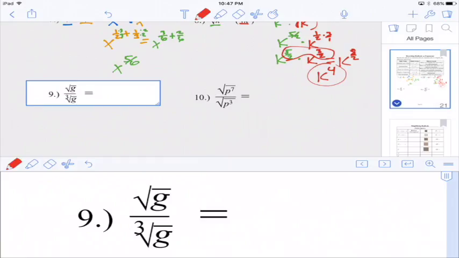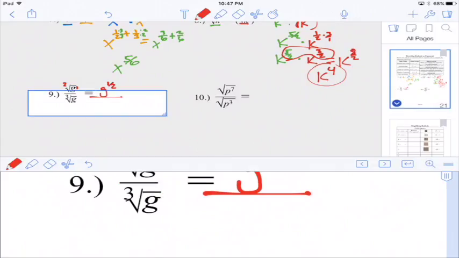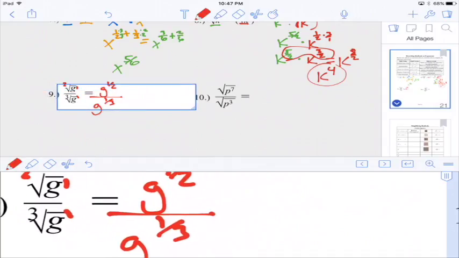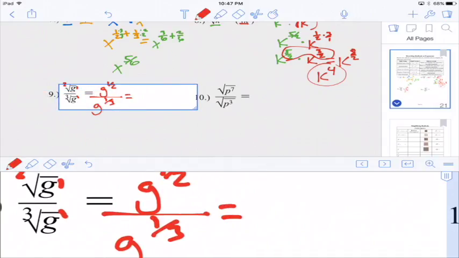Now I can see that I'm dividing. I'm going to change these first. G to the 1/2, right? 1 over 2 over g to the 1/3. Now I have to do subtraction. So g to the 1/2 minus 1/3, right? When I divide the same base, I subtract exponents.